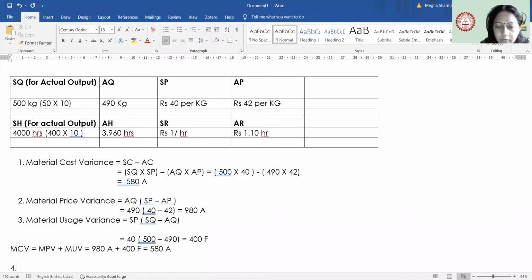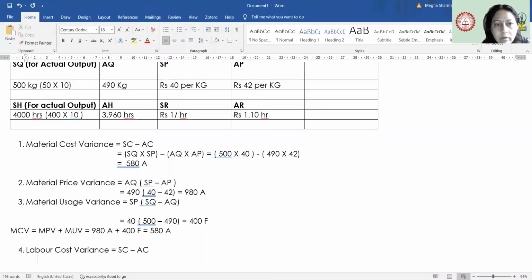Now next is what we need to calculate: labor cost variance. What is the formula? That is standard cost minus your actual cost. Now in order to calculate your standard cost, how will you calculate it? Further, break up standard cost and represent it in the formula. So you will come to know that is standard hour into standard rate, right? Minus your actual hour into actual rate.